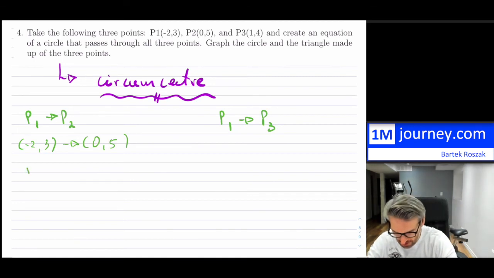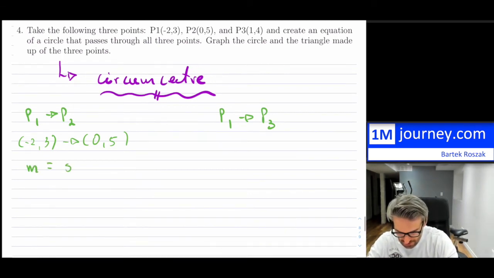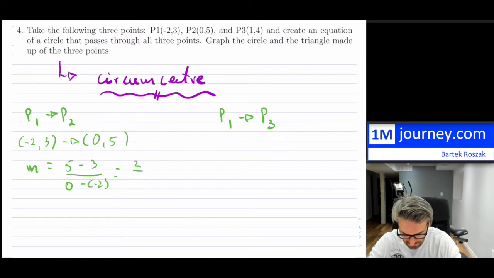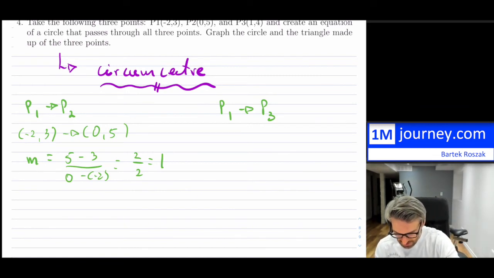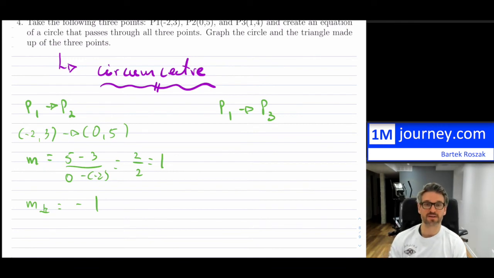So we need to find the slope. The slope is 5 minus 3 all over 0 minus -2. It's going to be 2 over 2, which is 1. Great, that's the first slope. Now I need the perpendicular bisector, so I don't need that line, I need the opposite. So the slope of the perpendicular bisector is going to be -1, because it's the negative reciprocal of that.